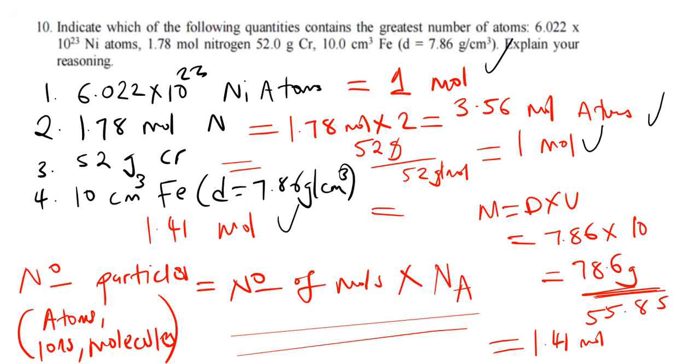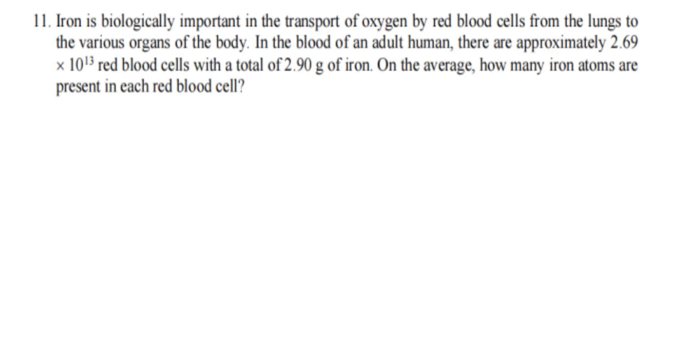Okay, so which one contains the greatest number of atoms? We're able to see that it is this one, which has 1.78 moles of nitrogen. It's the one that has the greatest because it gave us about 3.56 moles of atoms. So basically that. Then we come to question number 11.